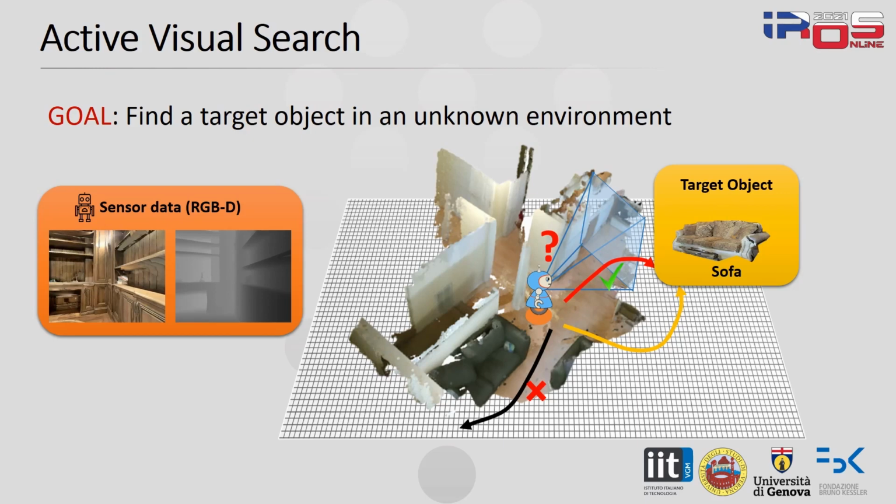In the image, we can see three possible paths that the agent can take. The black one will lead to a failure to solve the task. The red path and the yellow path will result in a successful exploration, with the red path being more efficient than the yellow path, since it can reach the target object in fewer steps.